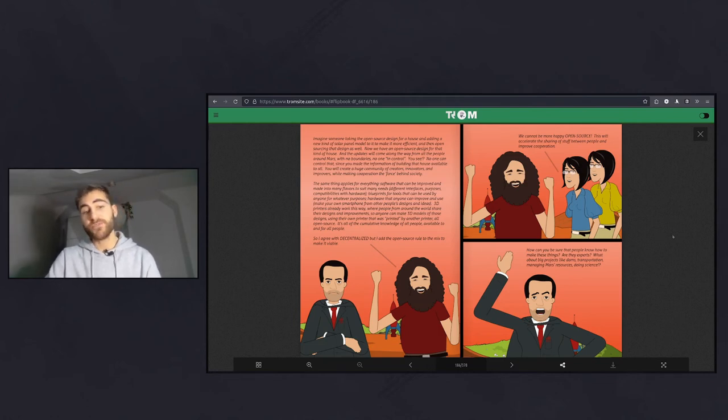So I agree with decentralized, but I add the open source rule to the mix to make it viable. And the sharing and gift economies, they say we cannot be more happy open source. This will accelerate the sharing of stuff between people and improve cooperation. What a brilliant idea. But technocracy is like, okay, how can you be sure that people know how to make these things? Are they experts? What about big projects like dams, transportation, managing Mars resources, doing science?